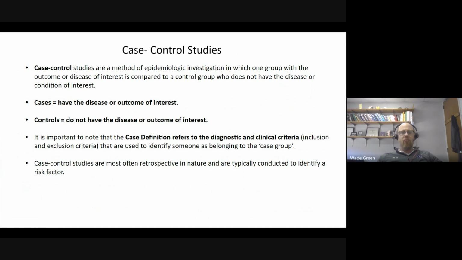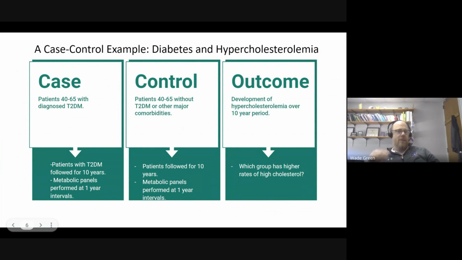It's really important to note too that our case definition also relates back to our inclusion and exclusion criteria. And generally, in this situation, we're using specific diagnostic and clinical criteria to either include or exclude someone from a case control study, either including them in the case group or excluding them from it. A lot of our case control studies are generally retrospective in nature and are usually conducted to identify a risk factor. So let's look at an example, and this is kind of an exception to the rule, but here's an example of a case control study.